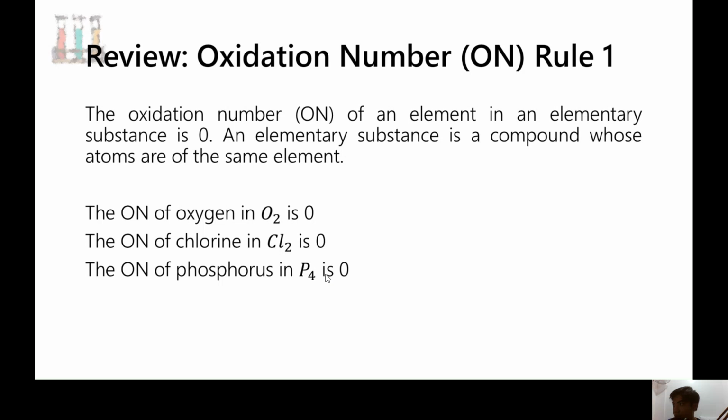Phosphorus, P4, in its usual state. So P4 ang molecular form ng phosphorus. So, since it contains the same 4 atoms, its oxidation number will be 0 pa rin. So, we just defined elementary substance. When we say elementary substance, these are compounds whose atoms are of the same element. So, kailangan iisa yung atom na meron ka, kasi if you have other atoms, hindi na yun elementary substance.